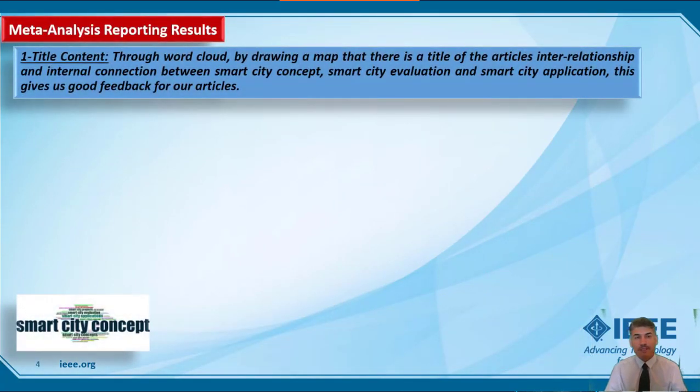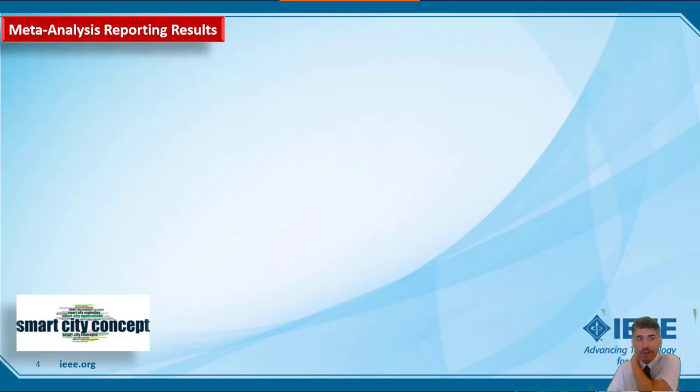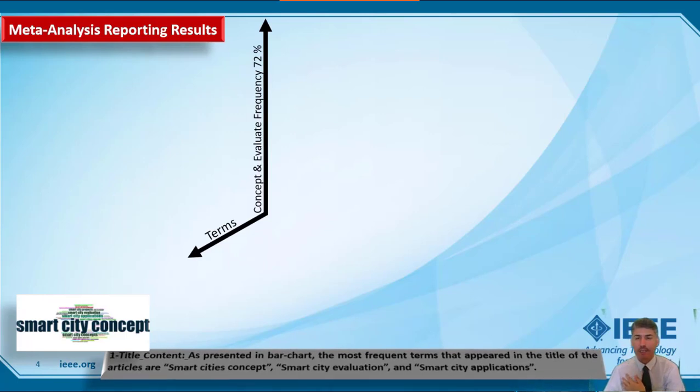So, meta-analysis reporting results. After we applied the meta-analysis from bibliography, from VOSviewer, from Biblioshiny, the first result we see in the report is about title content. Through a word cloud, by drawing a map of the titles of the articles, we see interrelationship and internal connection between smart city concept, smart city evaluation, and smart city application. This gives us good feedback for our article.